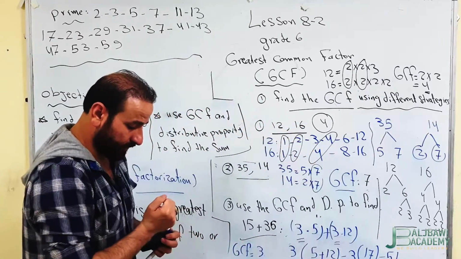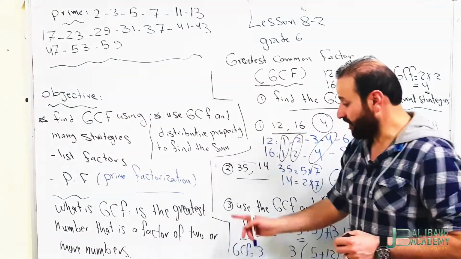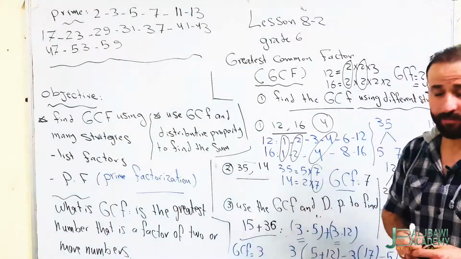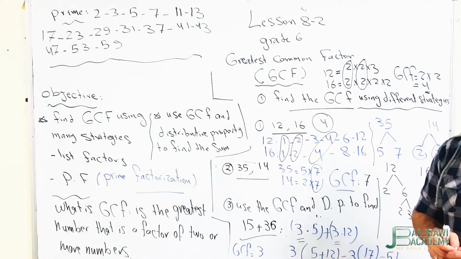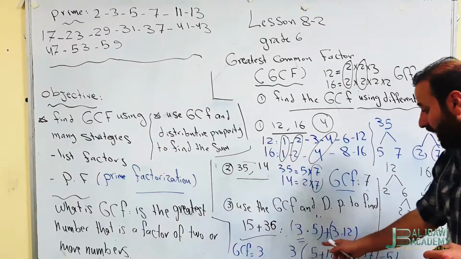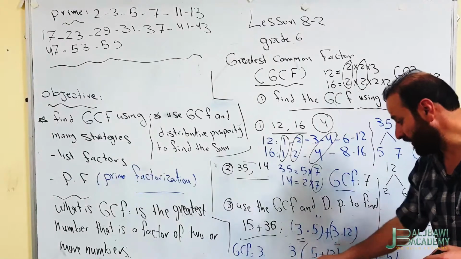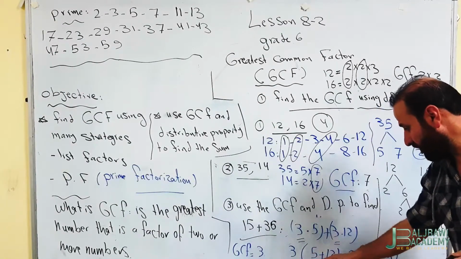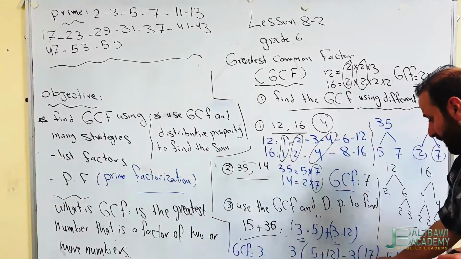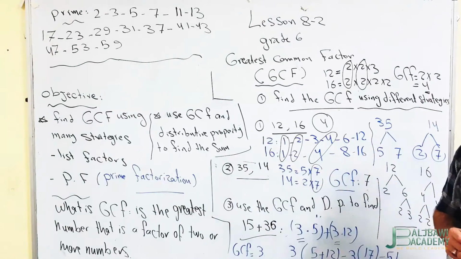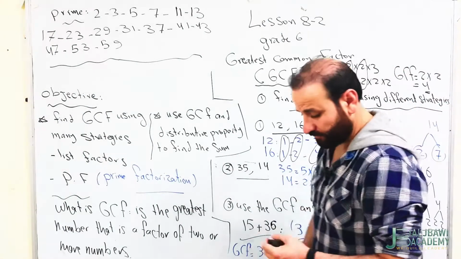Now this is a very important point, how I use the GCF and distributive property. First I find the GCF for the two numbers, then I write each number as a product of the GCF and another factor. Then I use the distributive property here. I put 3 outside and I add 5 plus 12. First I add 5 plus 12, then multiply by 3, which is the GCF, equals 51.